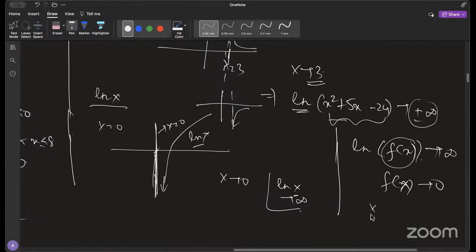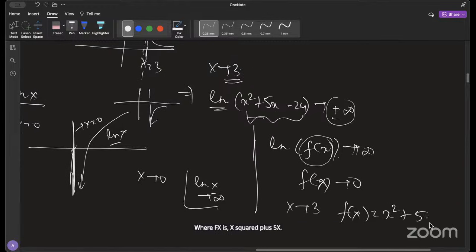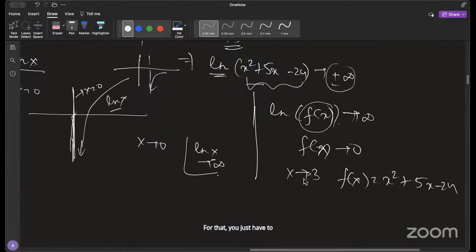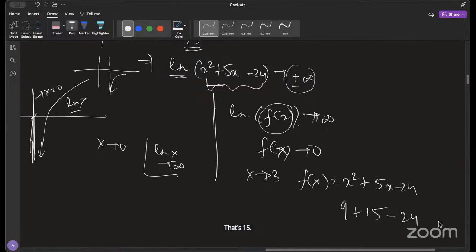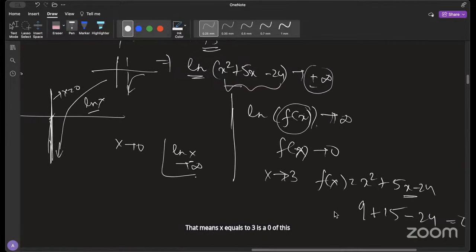So as your x tends to 3, you have to check if your f(x) tends to 0 or not. So your f(x) is x square plus 5x minus 24. For that, you just have to check if x equals 3 is a root of this or not. So let's just put 3 here. You'll have 9 plus 15 minus 24, which gives you 0. That means x equals 3 is a zero of this polynomial. That means when your x tends to 3, this thing tends to 0.